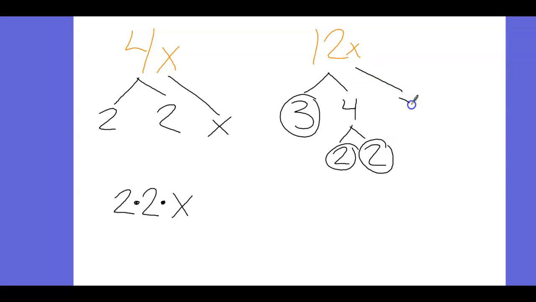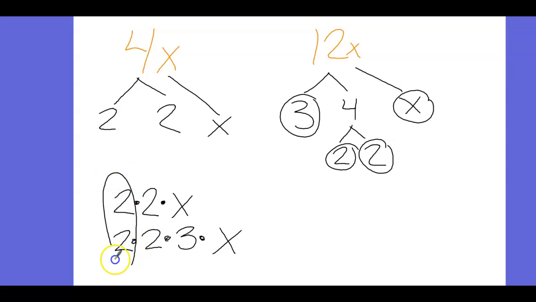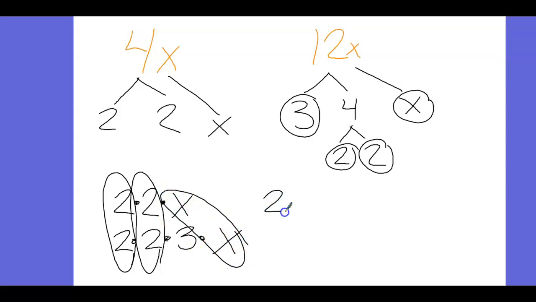Then I also have an x. So if I wrote out the prime factorization of 12x, I would write out 2 times 2 times 2 times 3 times x, because we always want to write it from least to greatest. Okay? So what do you have in common here? I have a 2. What else? 2. What else? And an x.